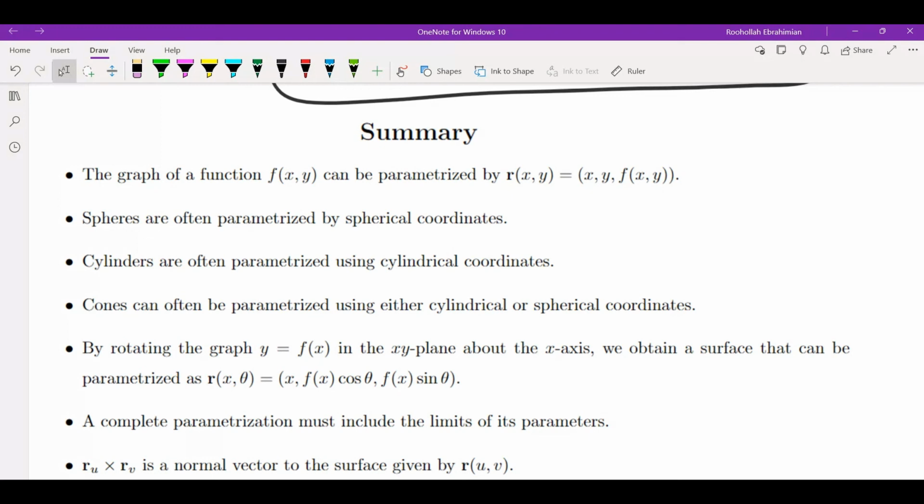R sub u cross R sub v is a normal vector to the surface given by R of u,v. And that brings me to the end of this video.